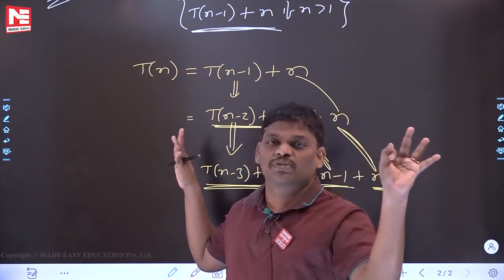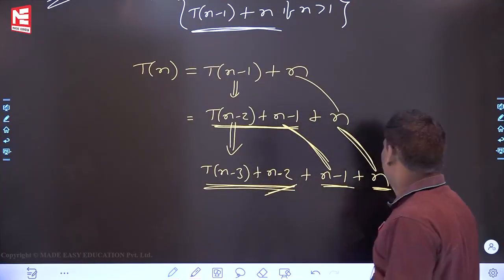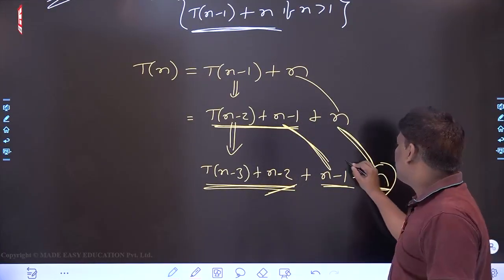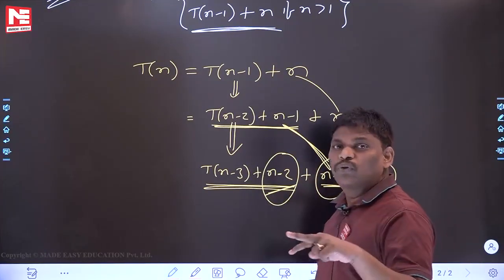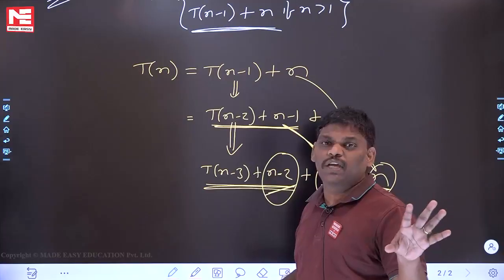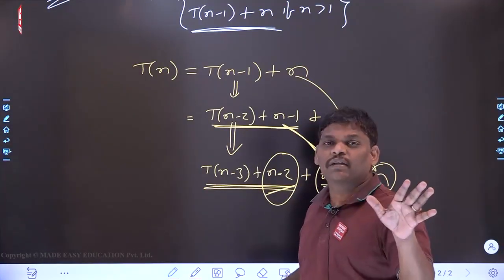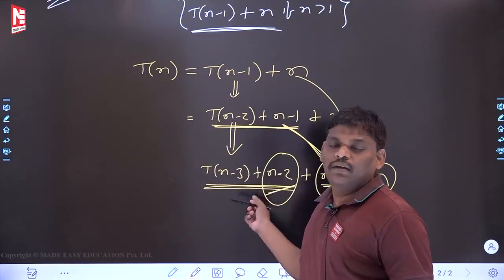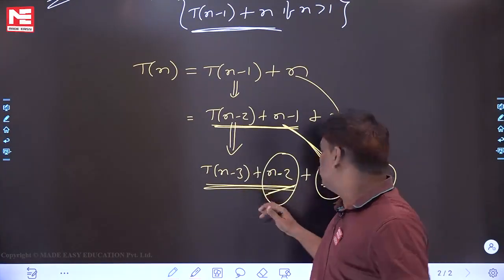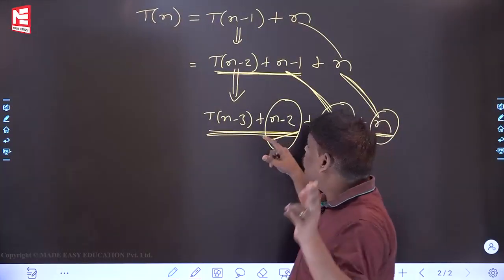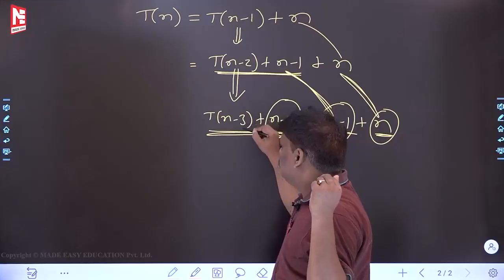Substitute 3 times first. Yes, I substituted 3 times. When you do 3 times, 3 non-recursive terms came: the first non-recursive term, the second, and the third. Please be careful. And one more thing. After 3 times substitution is completed, let's see what is going on. Let me check. Can you help me now? If I do 3 times, I got n minus 3. Right?